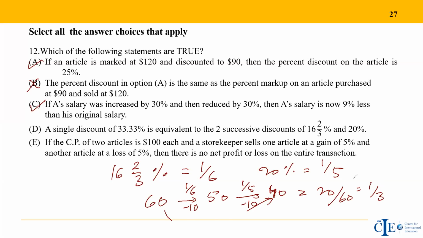And 1 by 3 is nothing but 33.333, right? Correct, yeah, we'll come to that also. So this is the same as 33.33%. A single discount of 33.33% is equivalent to successive discounts of 16 2 by 3 and 20. So this fits in, and hence D is also true.